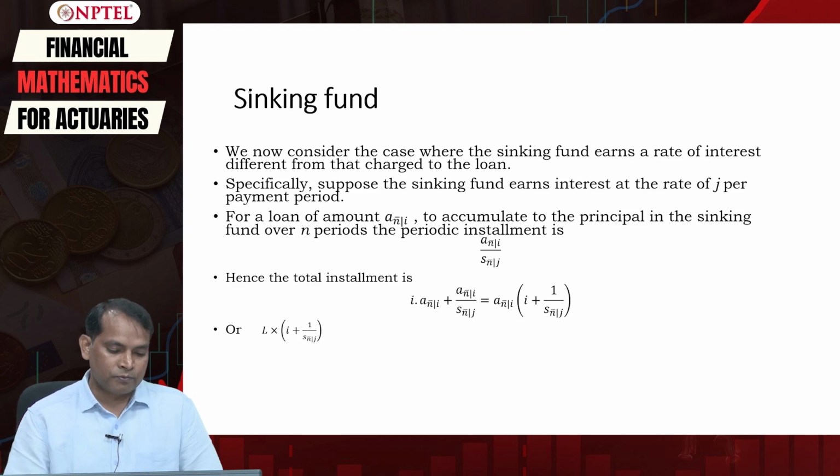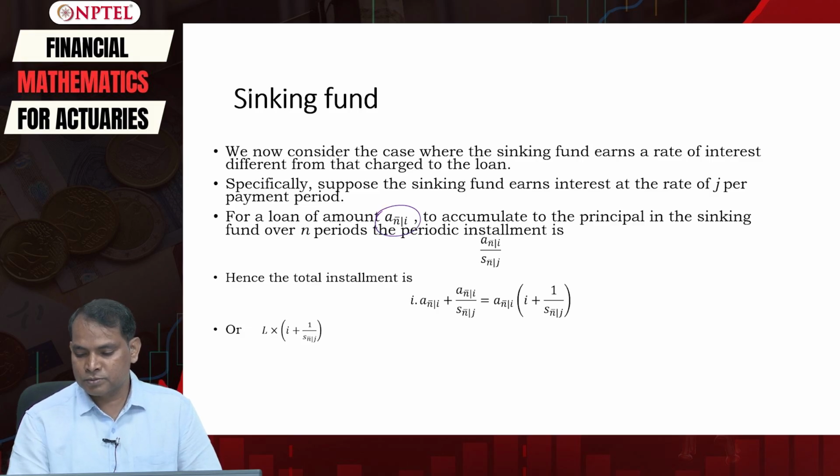j per payment period for a loan amount a angle n at i, to accumulate to the principal in the sinking fund over n periods. The periodic installment is a angle n at i divided by s angle n at j. Hence, the total installment therefore will become i times a angle n at i plus a angle n at i divided by s angle n at j.